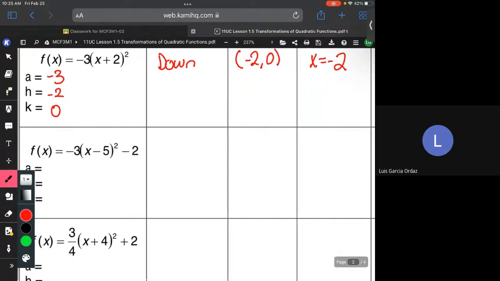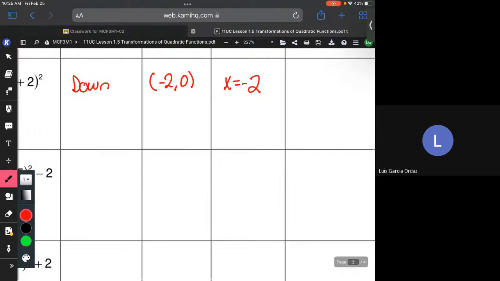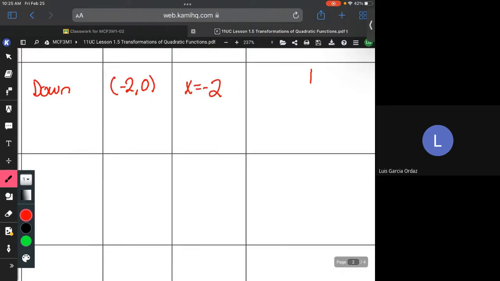So now again, the graph is stretched. I have my key point, which is my vertex. So now I'm able to graph this function out. I'm going to draw my axis. My -2 is going to be over here. So this is my vertex, and it's going to be opening down. And it's going to be a skinny graph because my graph is vertically stretched.